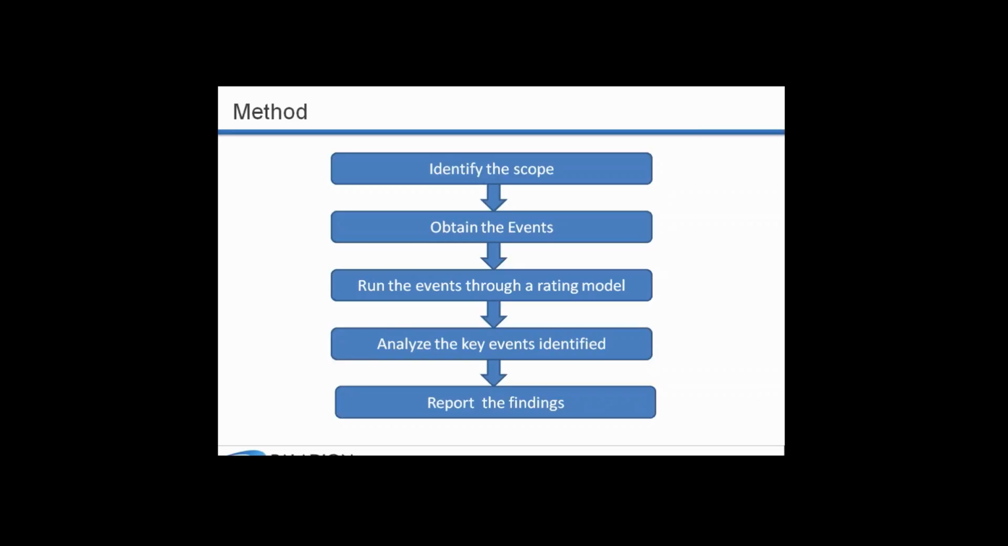Once the scope is identified, we need to obtain the events associated with the scope, and although many times we might have the right connectors that will get us the normalized data, sometimes we might need to build the parsers that will help us get the right info in the right format for us to be able to build correlation. All the events that are then picked are run through a unique rating model. I will talk about this in a moment. And based on the rating model provided, we will look deeply into the key events of interest and analyze them for any malicious or suspicious activity, and then come out with a report on the findings.